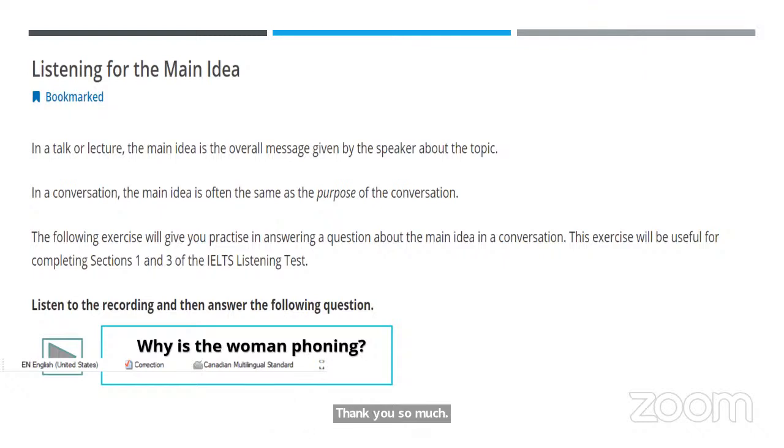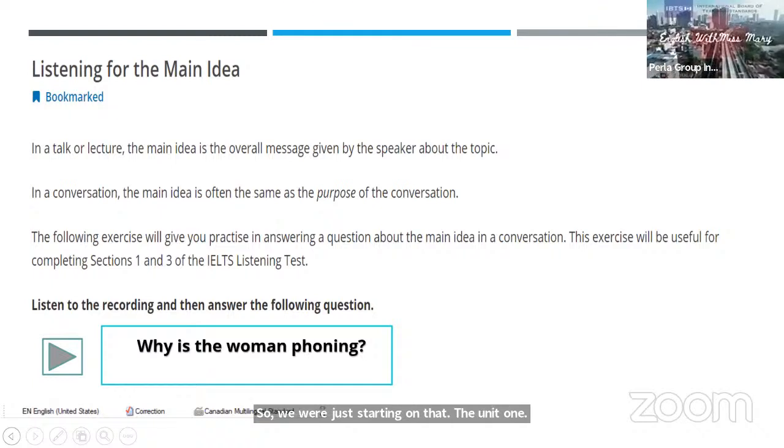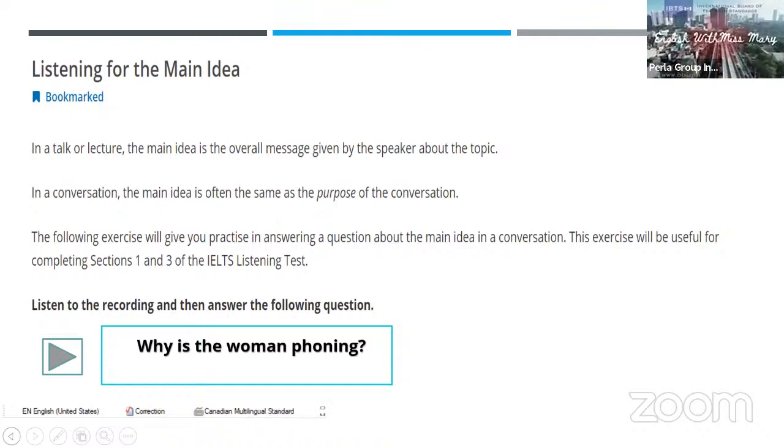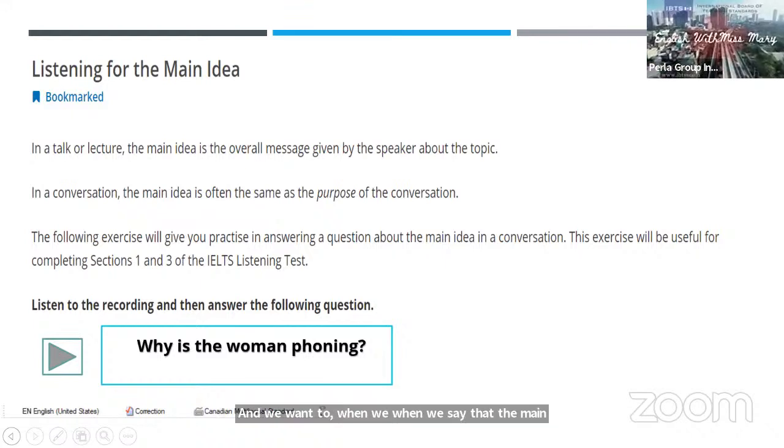All right. So we were just starting the unit 1. In unit 1, we're talking all about the assessments. Okay. The first thing that you've been tested on in the exam is how you can pull out the main idea in the conversation. And when we say the main idea, we're talking about the purpose of the conversation. What is the topic that they're talking about?